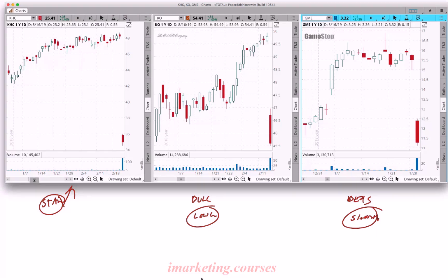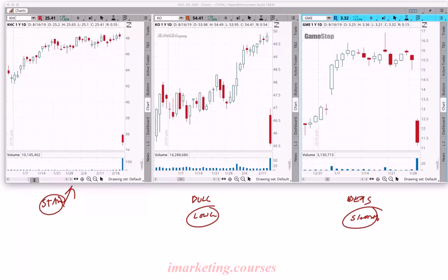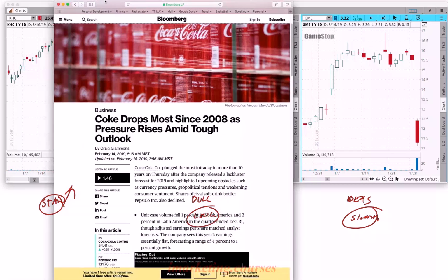Coke comes out, and Bloomberg says Coke has its biggest drop in 10 years. So when you get a chance to buy Coke $5 cheaper, that's a 10% drop from $50 to $45. That's almost 10% off on Coke. That's a nice discount in my head. So Coke has its biggest drop since 2008 as pressure rises amid tough outlook.